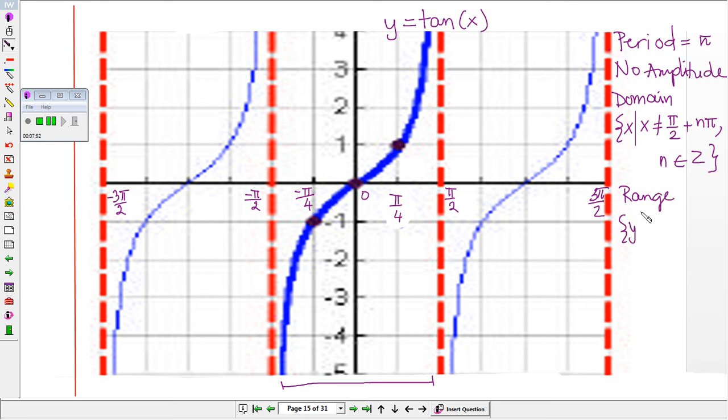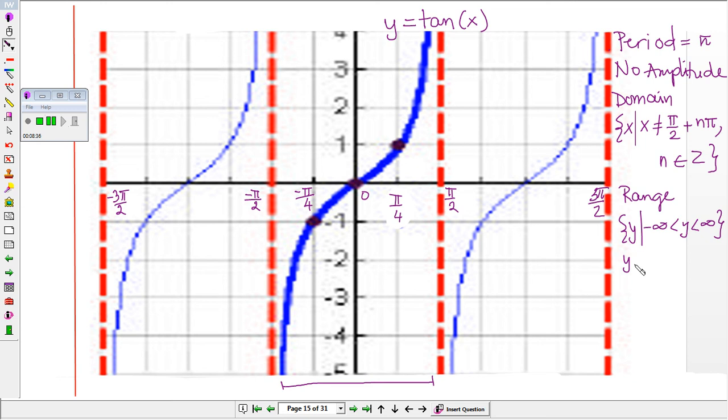The range will be the set of all the y values, which will be all real numbers, because you can see right here that the graph of the tangent goes from negative infinity to positive infinity. So we will say the range is the set of all the y values such that negative infinity is less than y, and y is less than positive infinity. We always list the smaller number first. In this case, we will list negative infinity first.